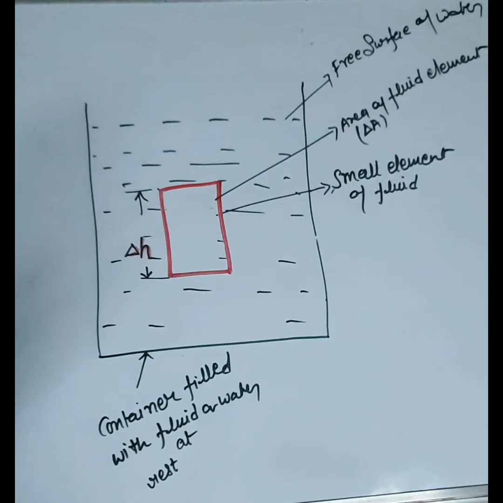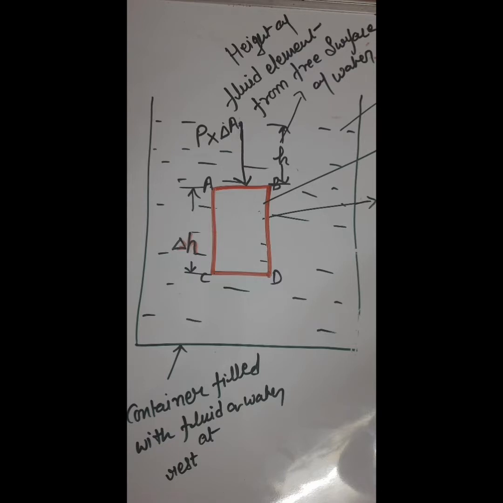Suppose the area of this small fluid element is del A and the height of this small fluid element is del H. The pressure is applied on faces AB and CD, and let us consider the distance of this fluid element from the free surface of the water is H. Now there are various forces acting on this fluid element.